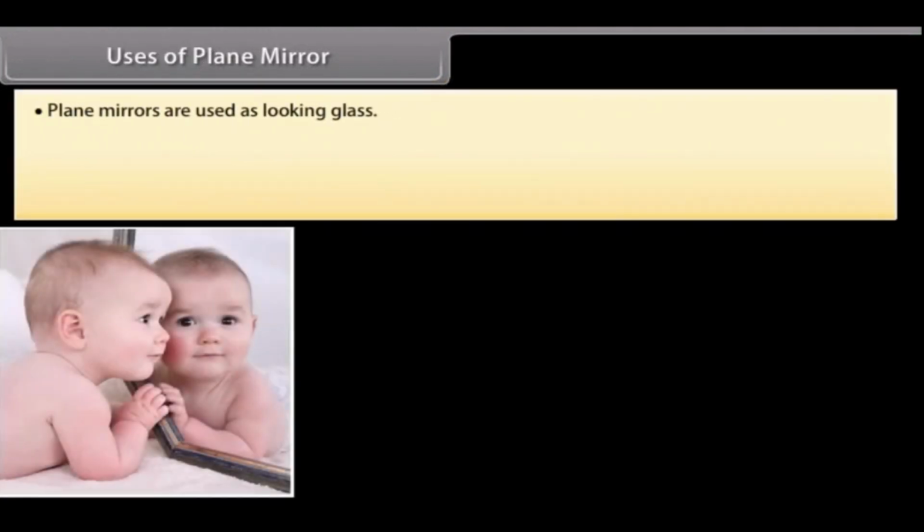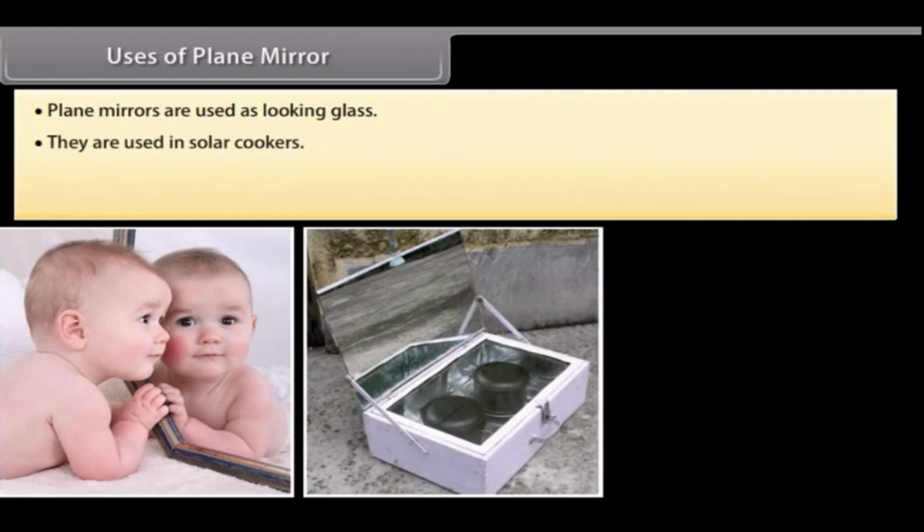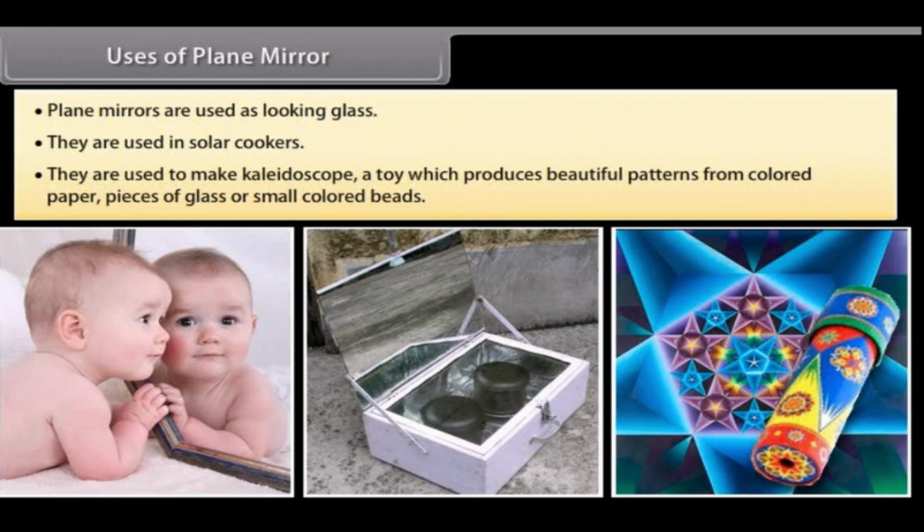Plane mirrors are used as looking glass. They are used in solar cookers. They are used to make kaleidoscope, a toy which produces beautiful patterns from colored paper, pieces of glass, or small colored beads.